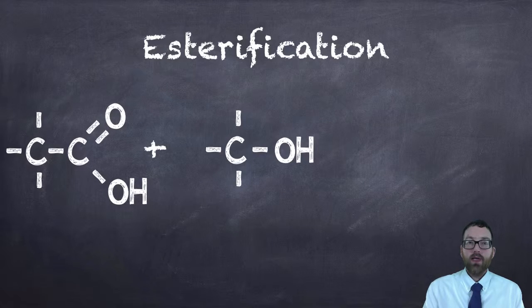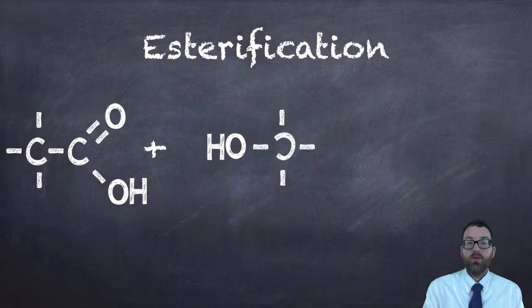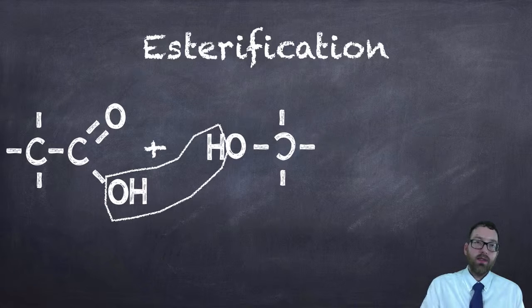So here's how esterification works. Here's my organic acid. I can tell it's an acid because of the C double bond O single bond OH functional group. And it's reacting with an alcohol. I can tell this is an alcohol because of the OH functional group. So I'm going to turn this alcohol around to show you how these pieces of the puzzle fit together to make an ester.